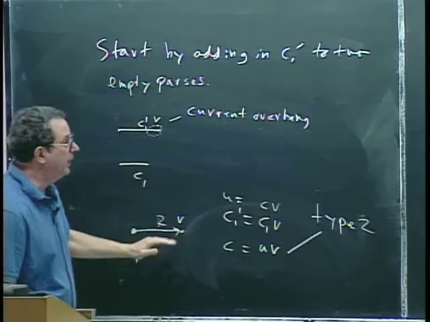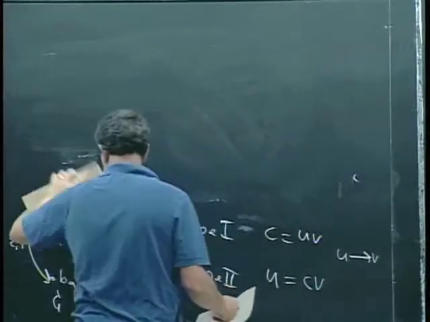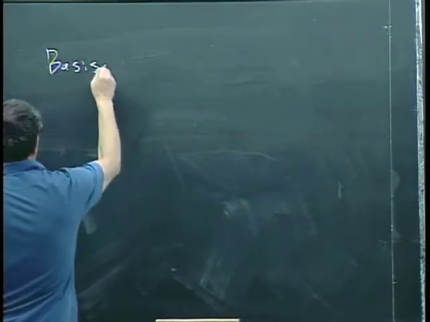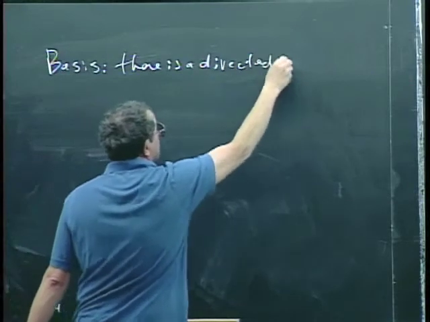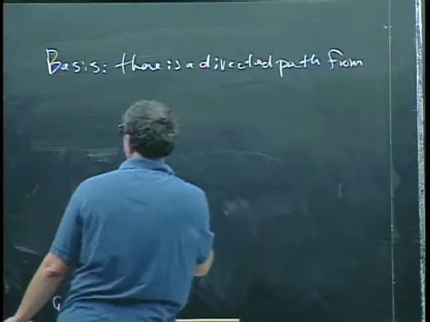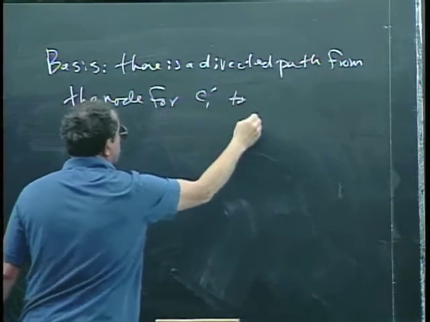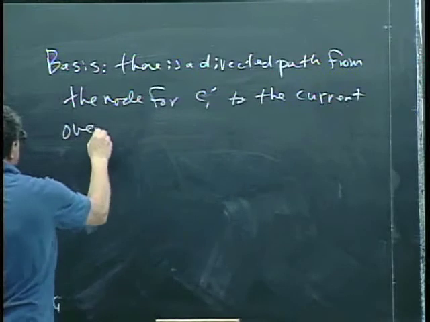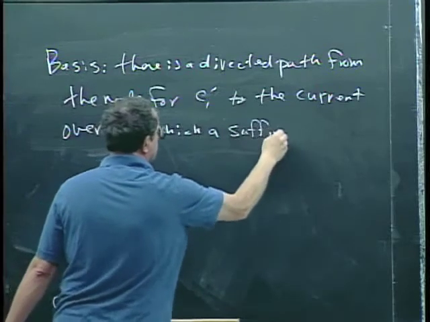So right now we have at the basis of the induction, or you might call it an invariant statement: there is a directed path from the node for C1 prime to the current overhang, and that is a suffix of a code word.